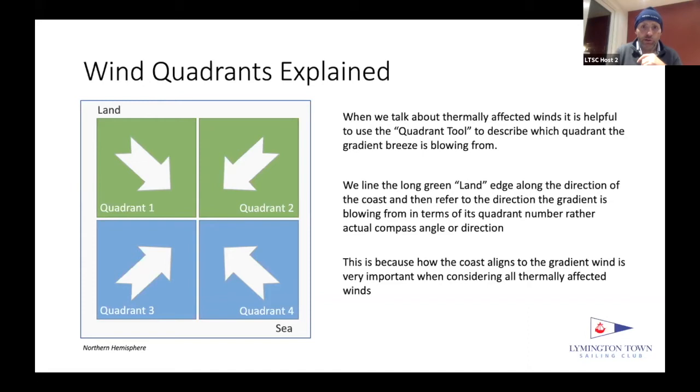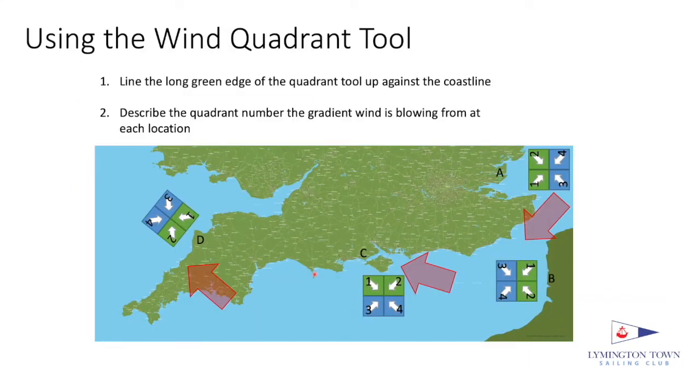So what does that really look like when we apply it? What I'm going to show you now is how we use the wind quadrant tool in practice. We've put up a map of the south of the UK and the French coast, and I've put some red arrows on, which show the gradient wind flowing clockwise around a high pressure system. Then we've identified 4 locations, A, B, C, and D, and we've put the quadrant tool up against the coastline for each of those locations.